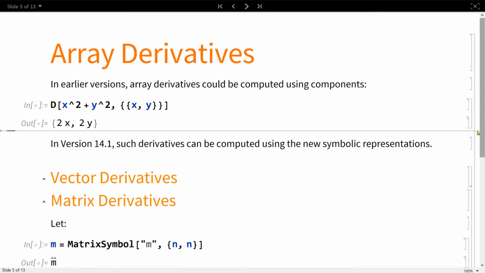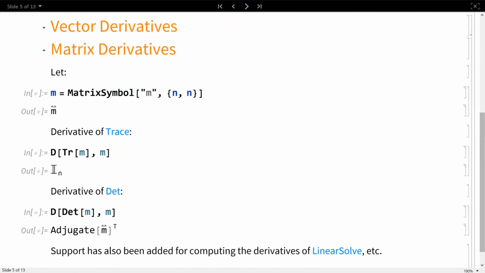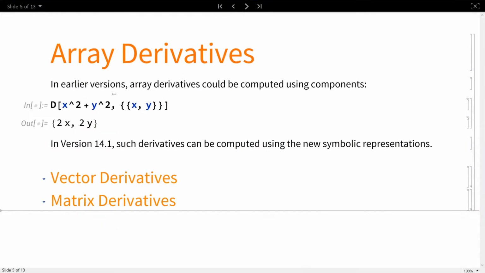So for example, if you have a matrix symbol, like in this case order n, and you ask for the derivative of trace, of course you get back the symbolic identity array over here. But the more interesting example over here is that for det, we get back an adjugate. That's a bit non-intuitive, at least even to me. So I feel that there's some learning to do, getting used to, but the rewards will be immense. And we also have other examples, documentation for linear solve, etc. Do look at them. So that's one major feature.